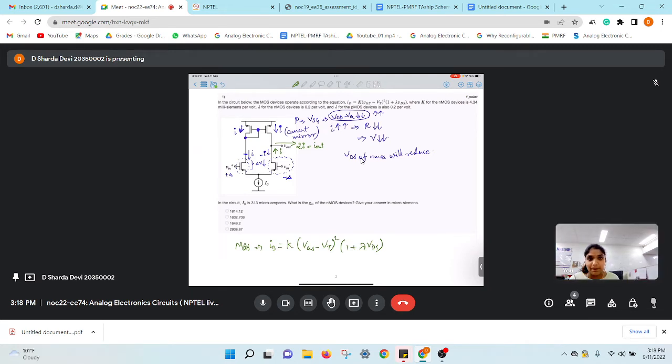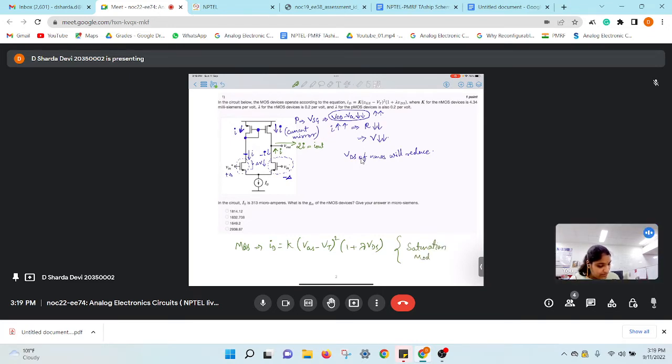Ma'am, in saturation it is only K into (VGS minus VT)... No, it is 1 plus lambda VDS. That part is for channel length modulation. So in which mode of operation of the MOSFET is this? Saturation mode, right? Yeah.